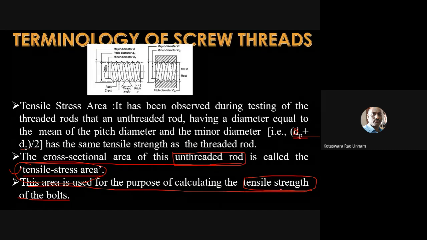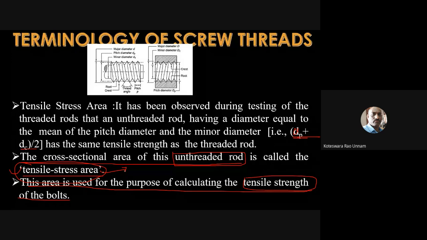So this tensile stress area is provided in all standard data books. If you look into any data book, they will provide you this data. Instead of calculating dp plus dc by 2 again and again for each bolt or nut and then computing the tensile stress area, this data is already provided in the data book. While solving problems, instead of using the (dp + dc)/2 formula for calculating the diameter, we'll straight away pick the tensile stress area from the data book.